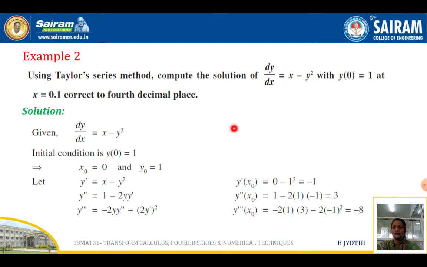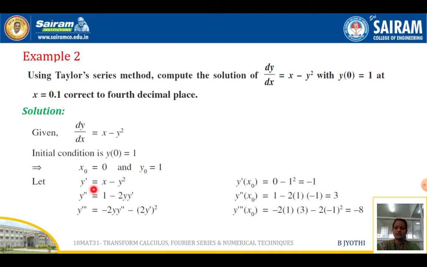Second question, using the Taylor series method, compute the solution of dy by dx is equal to x minus y square, with y of 0 as 1, at x is equal to 0.1, correct to fourth decimal place. Given dy by dx as x minus y square, the initial condition is y of 0 is 1, so that x naught is 0 and y naught is 1.